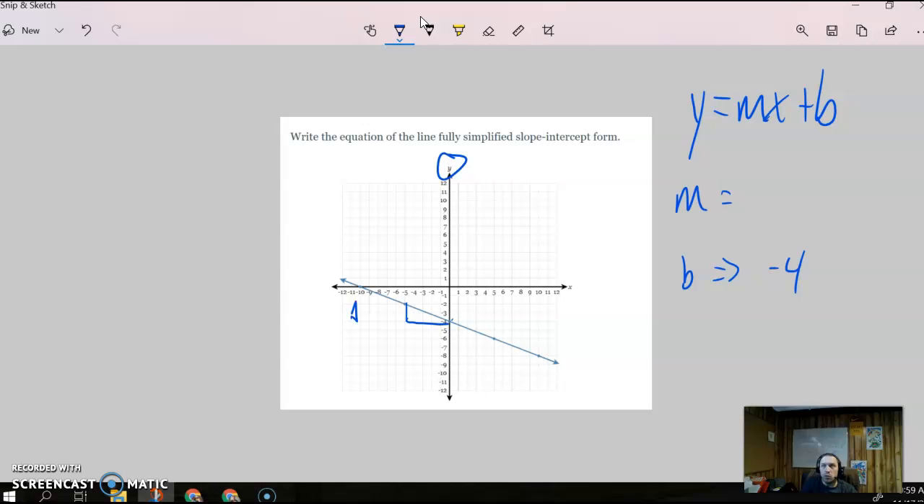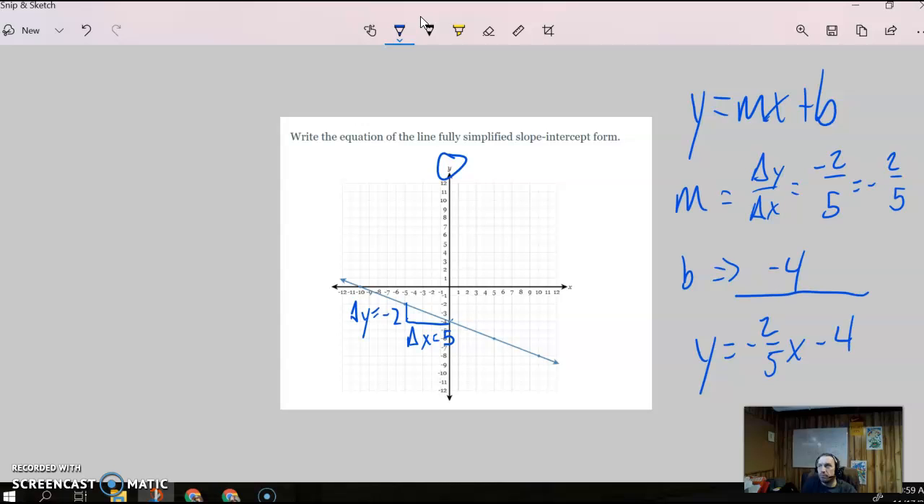It looks like the delta y is -2, going down 2, and my delta x is going 1, 2, 3, 4, 5. So my delta x is 5. Delta y over delta x, change in y over change in x, is -2 over 5. I rewrite that as -2/5. And so my equation of the line is y = -2/5 x plus a -4, or minus 4.